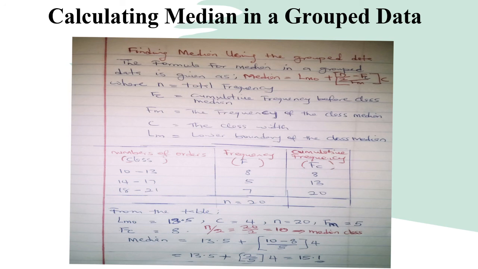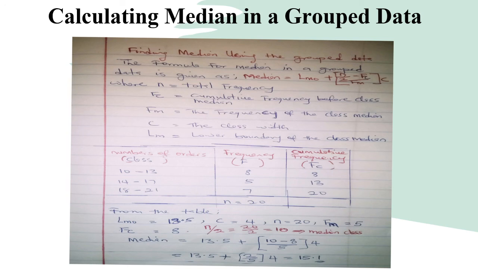Class width is 4 and our n is 20. Our fm, that is the frequency of the class median, will be 5, and our fc, which is the cumulative frequency before the class median, is 8. So we put in our formula and our final answer is 15.1. But I have stated that the closer the interval, the more accurate the answer. So don't always make your interval so large.